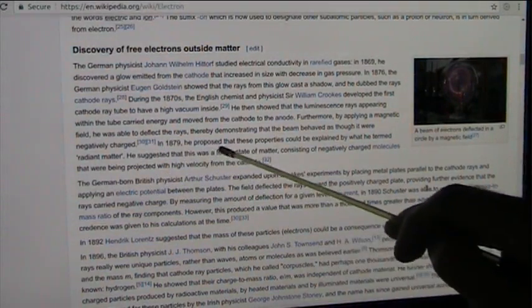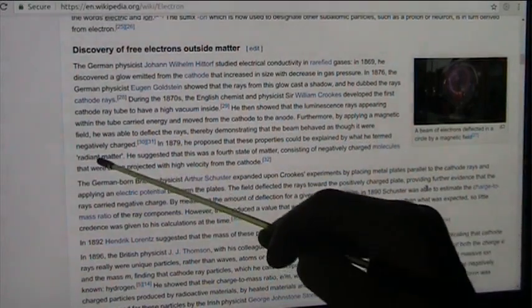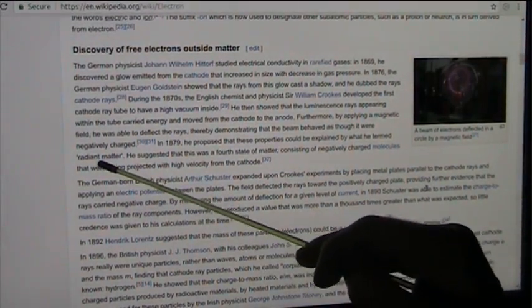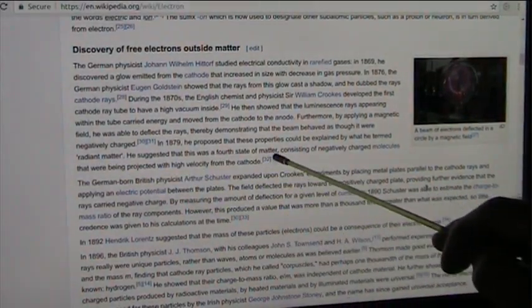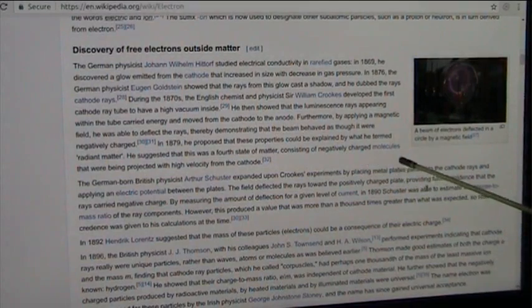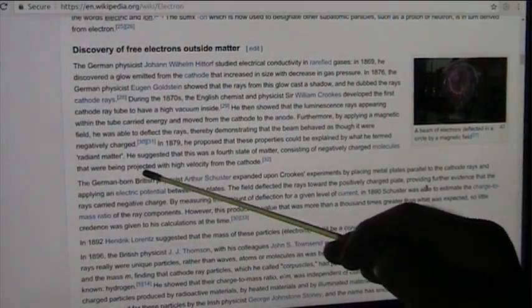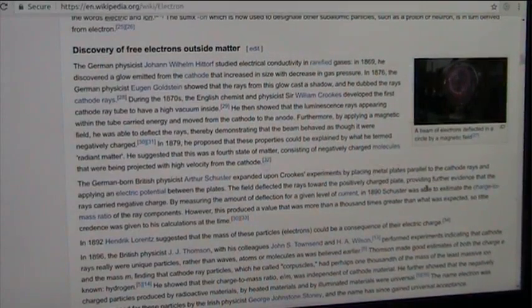In 1879, he proposed that these properties could be explained by what he termed radiant matter. Well, it's not radiant, it's the electrons. It's ether. He suggested that this was a fourth state of matter consisting of negatively charged molecules. Well, they're not molecules, they're portions of molecules that were being projected with high velocity from the cathode. I mean, they knew this long ago. Now listen to this.